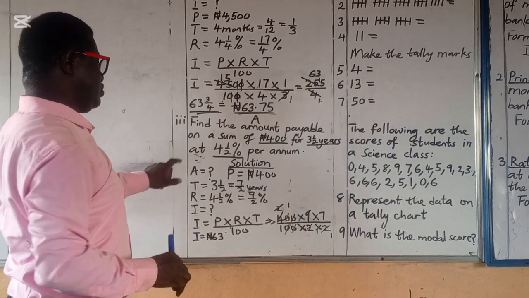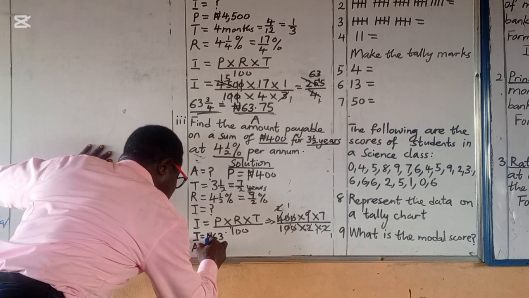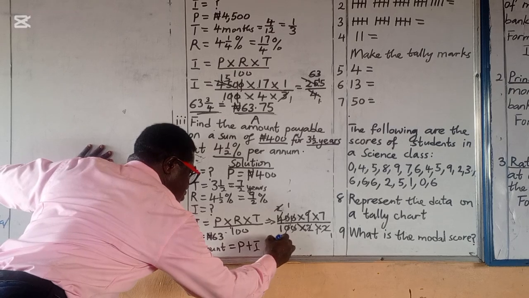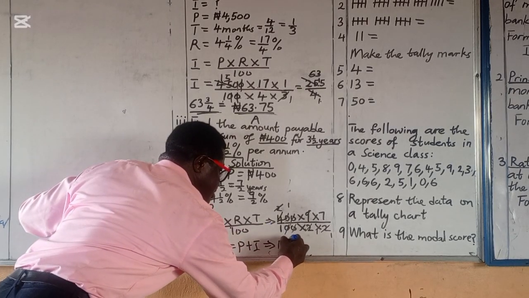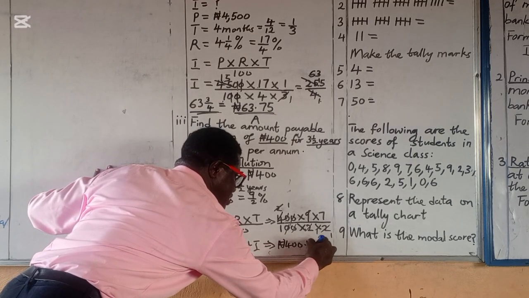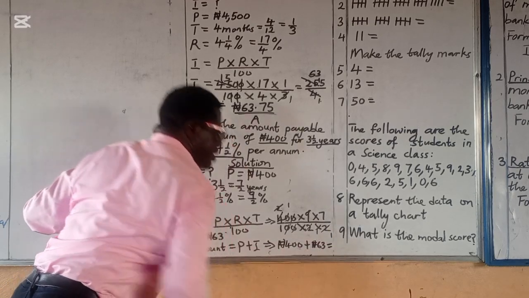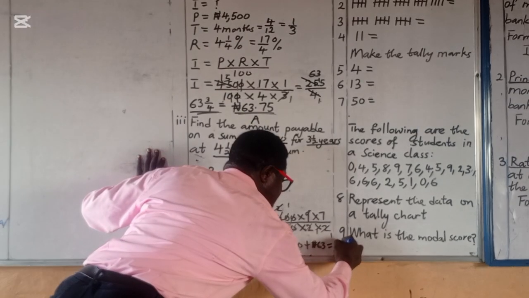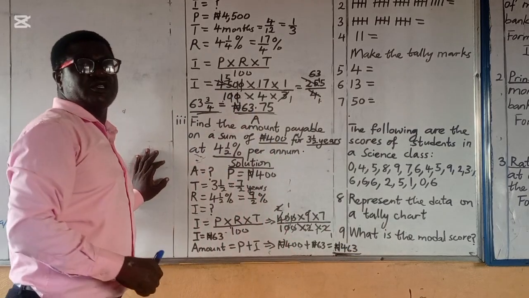So now, we want to calculate the amount. Amount equals principal plus interest. Which means our principal is 400 naira plus our interest, which is 63 naira. And the answer will be what? 463 naira. And that's our amount. Just try to manage this, please. I hope you captured it.